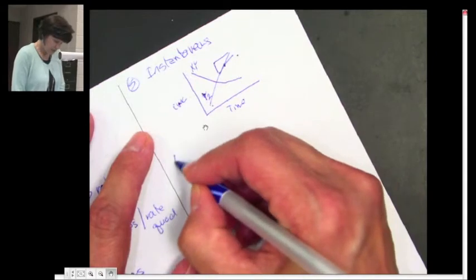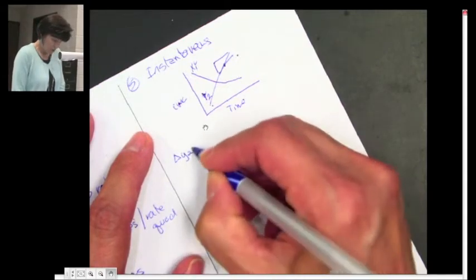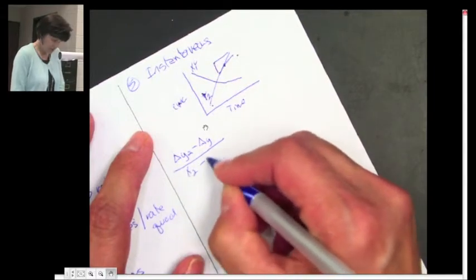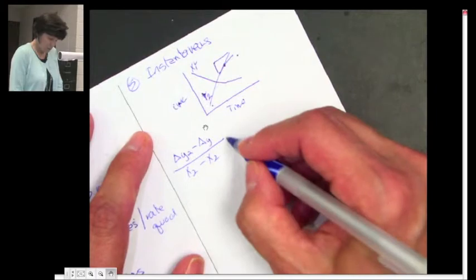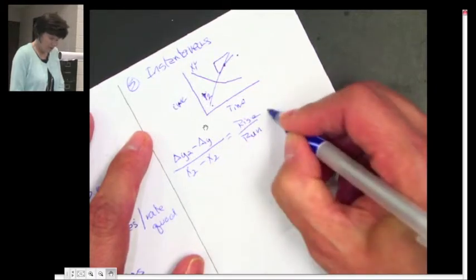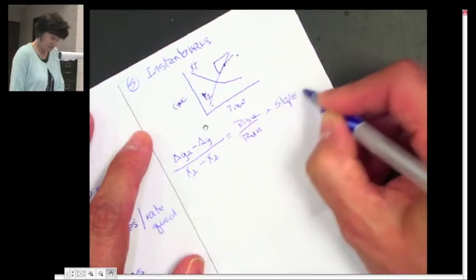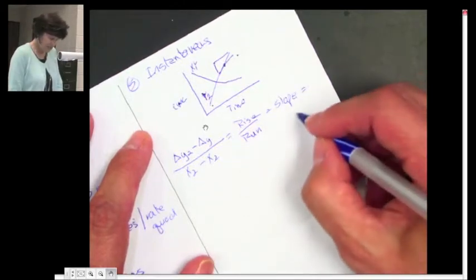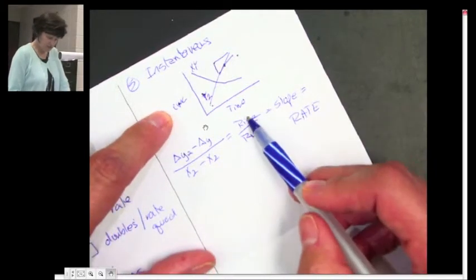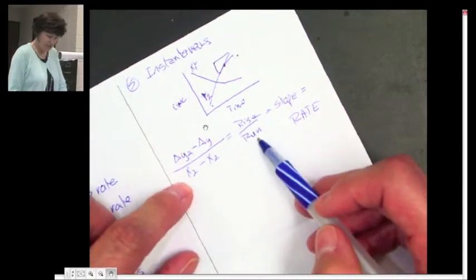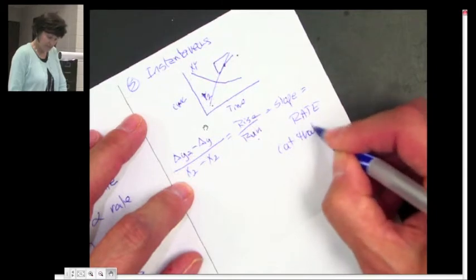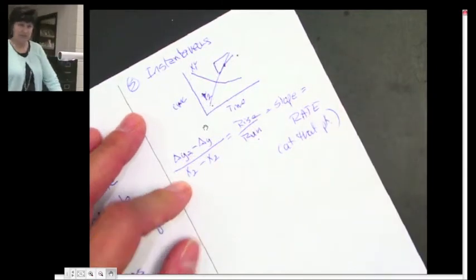So we would take the change in y over change in x, which is the same thing as the rise over the run, which is the same thing as the slope, which is the same thing in this case as the rate, which is the change in concentration, y, over the change in time, x. That's the rate at that point, which is the instantaneous rate.